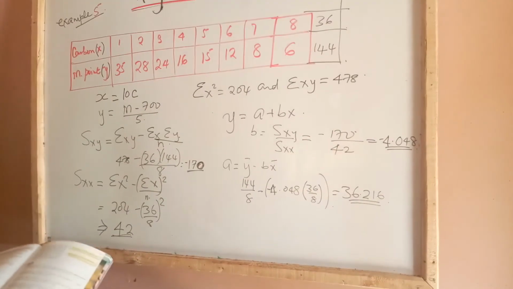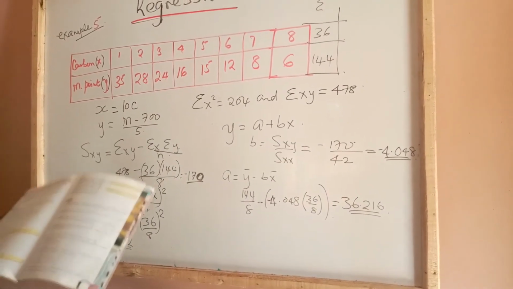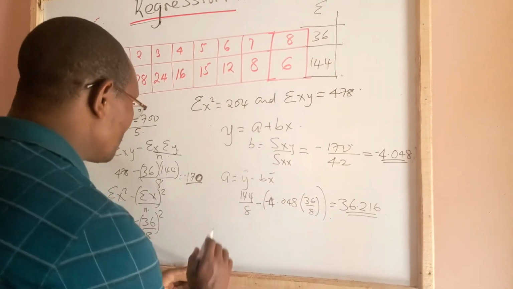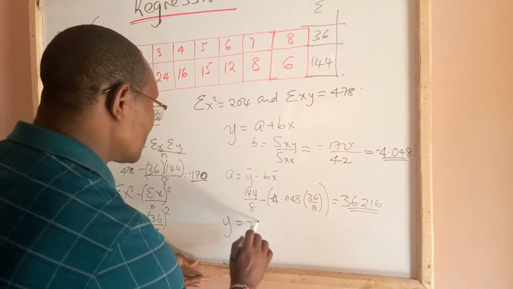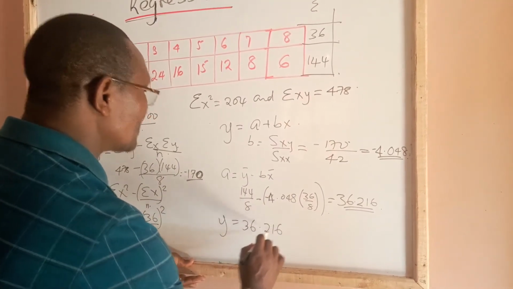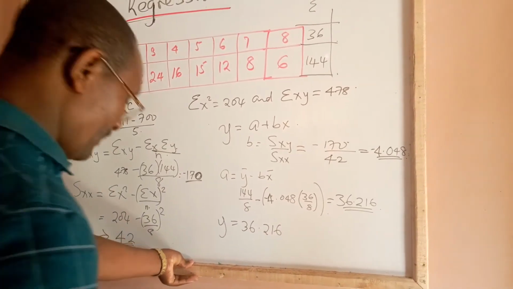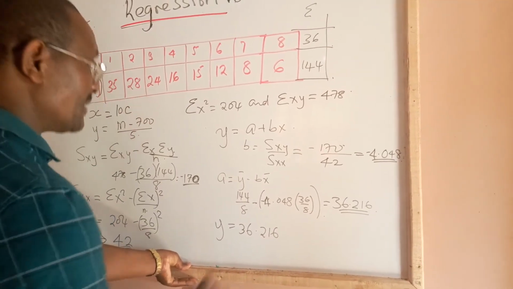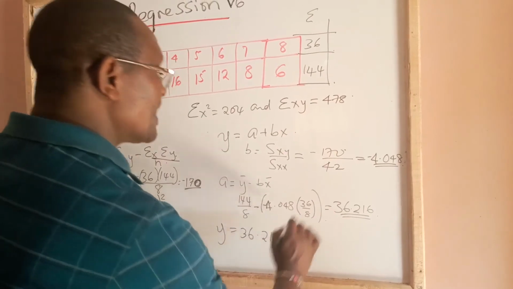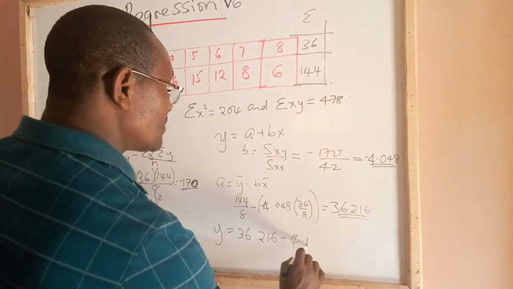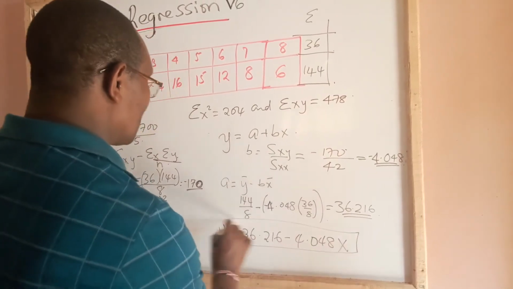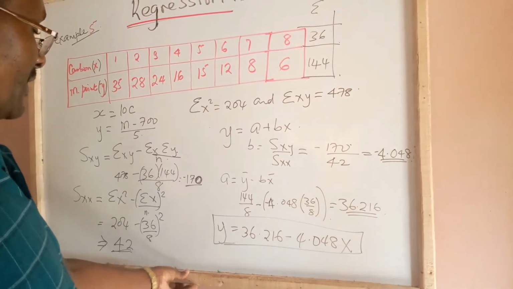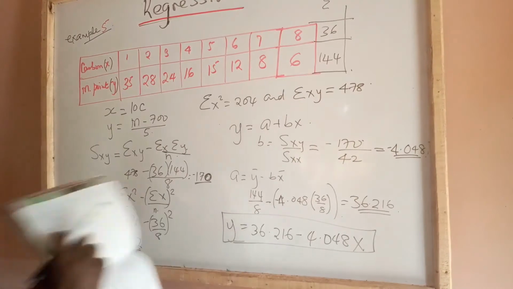Therefore, the equation of regression of y on x is going to be y is equal to a, which is 36.216, plus b, but because b is negative, plus minus becomes minus 4.048 of x, and this is the equation of regression of y on x.